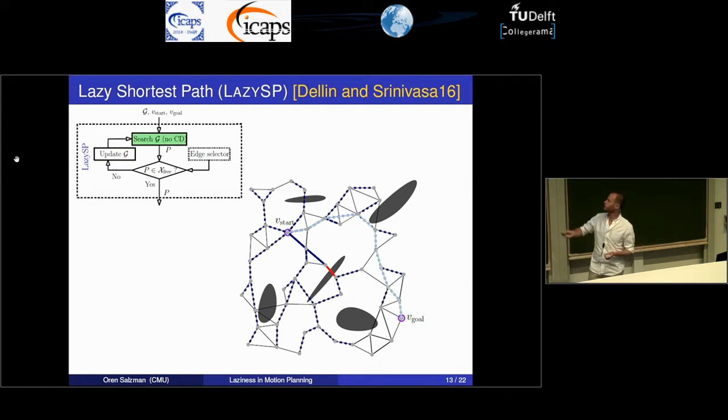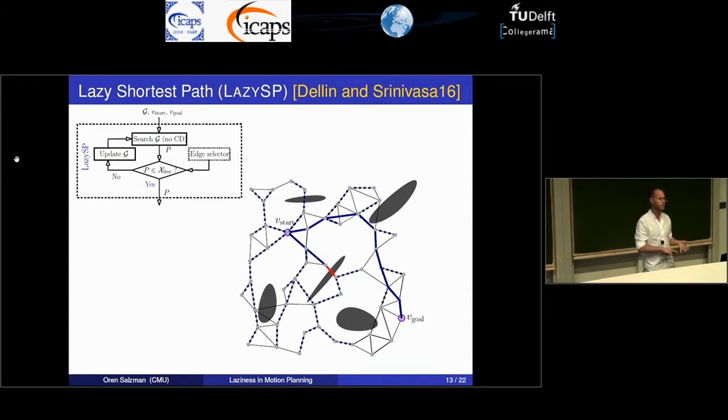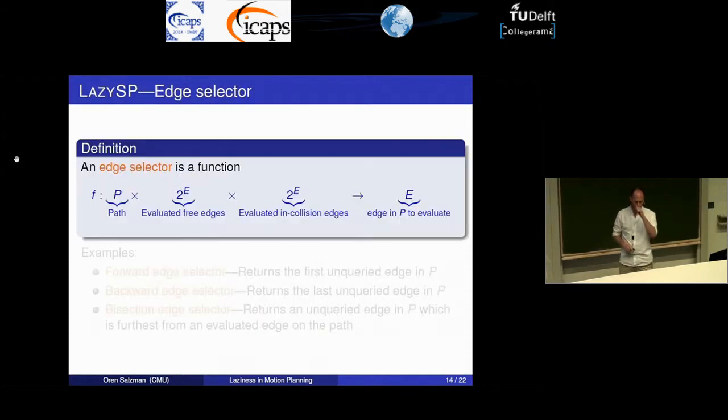So we do this local correction, and we compute the next best path. In this case, we go through a whole different homotopy class, and we again start evaluating edges in this path. All edges are collision-free, and we find the path to the goal. It's pretty straightforward to see that the algorithm is correct and optimal, because we have a lower bound on the true cost. So I talked about an edge selector.